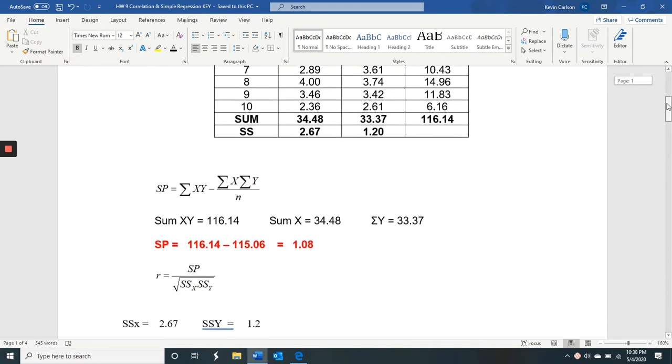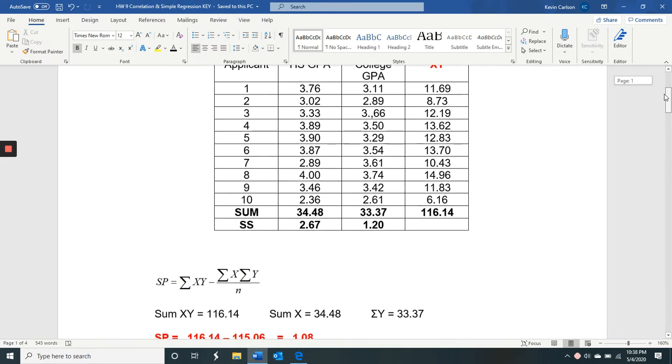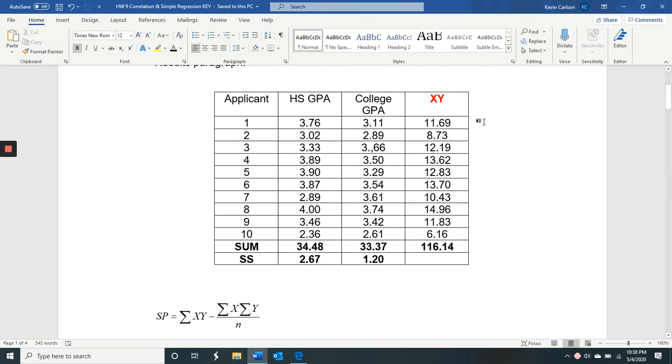So number 1, just like what we covered in the lecture, the first thing I would do is multiply x times y. X would be high school GPA here and y would be college GPA. Multiply those two and get the new column right here. Then sum each of the columns. So you have the sum of x, high school GPA, the sum of y, the college GPA, and the sum of xy.